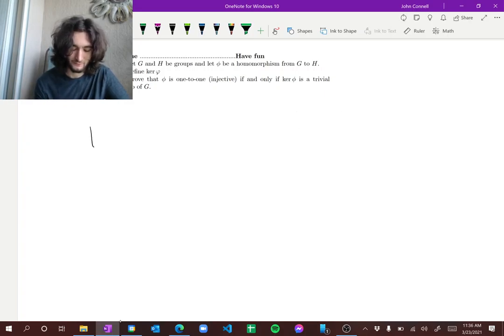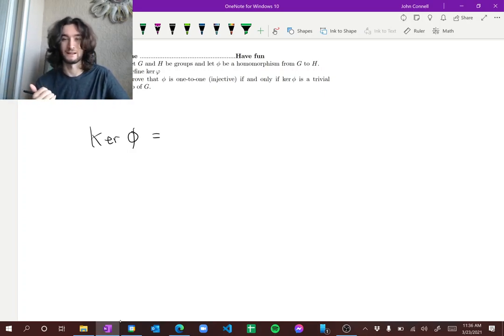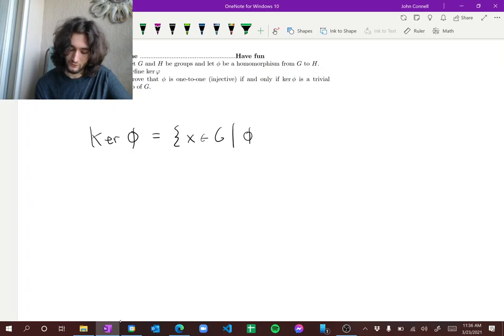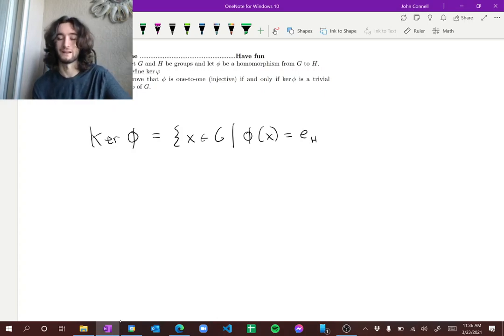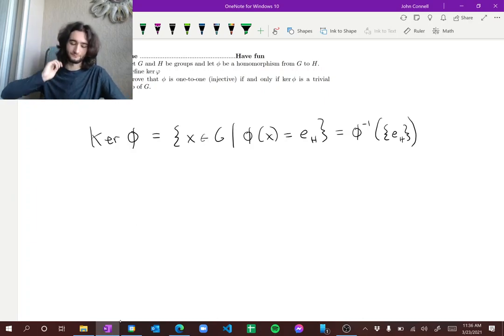So what is the kernel of phi? I'll just use the uppercase. It's all the things in G that get sent to the identity in H. So let me write that. It's all the things in G which get sent to the identity in H. You could also call that the pre-image of just the identity. So there you go, that's the kernel.